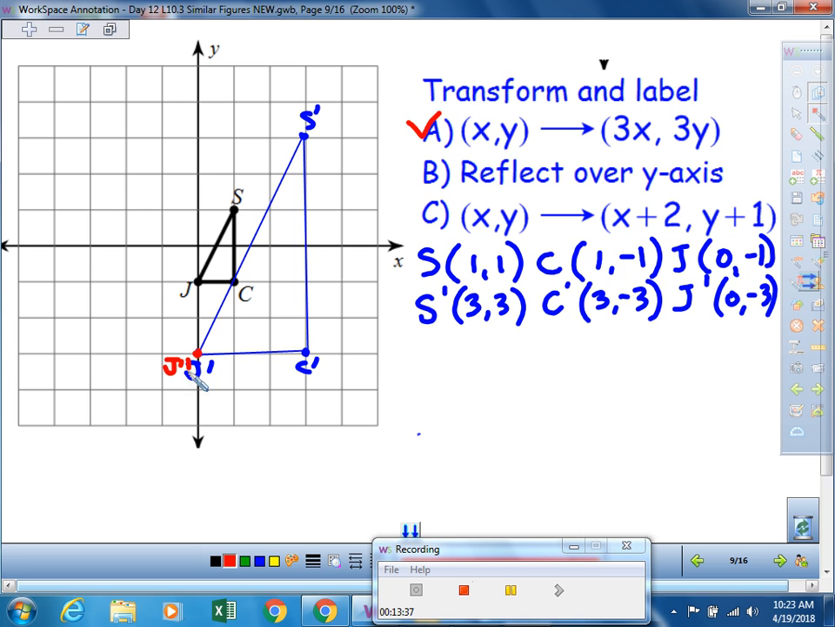C, I count. 1, 2, 3. 1, 2, 3. C double prime. And then S, 1, 2, 3. 1, 2, 3. S double prime. Connect your points. All right. We did B, right? Check. Now what comes after B? C.